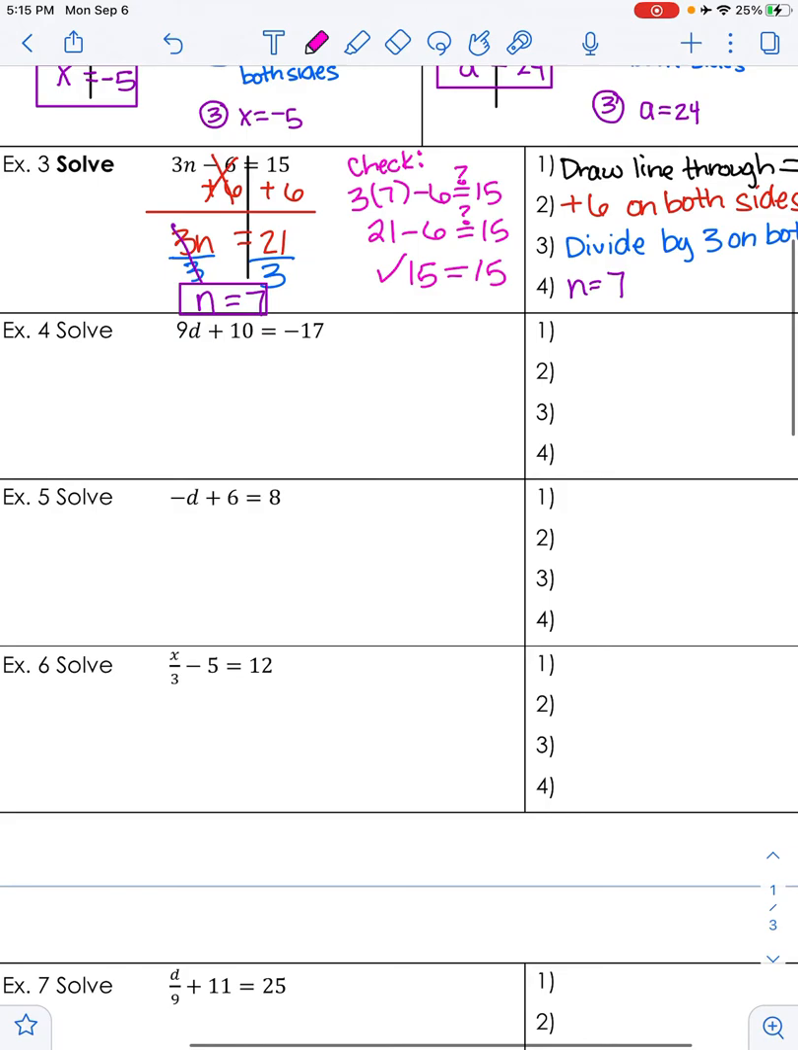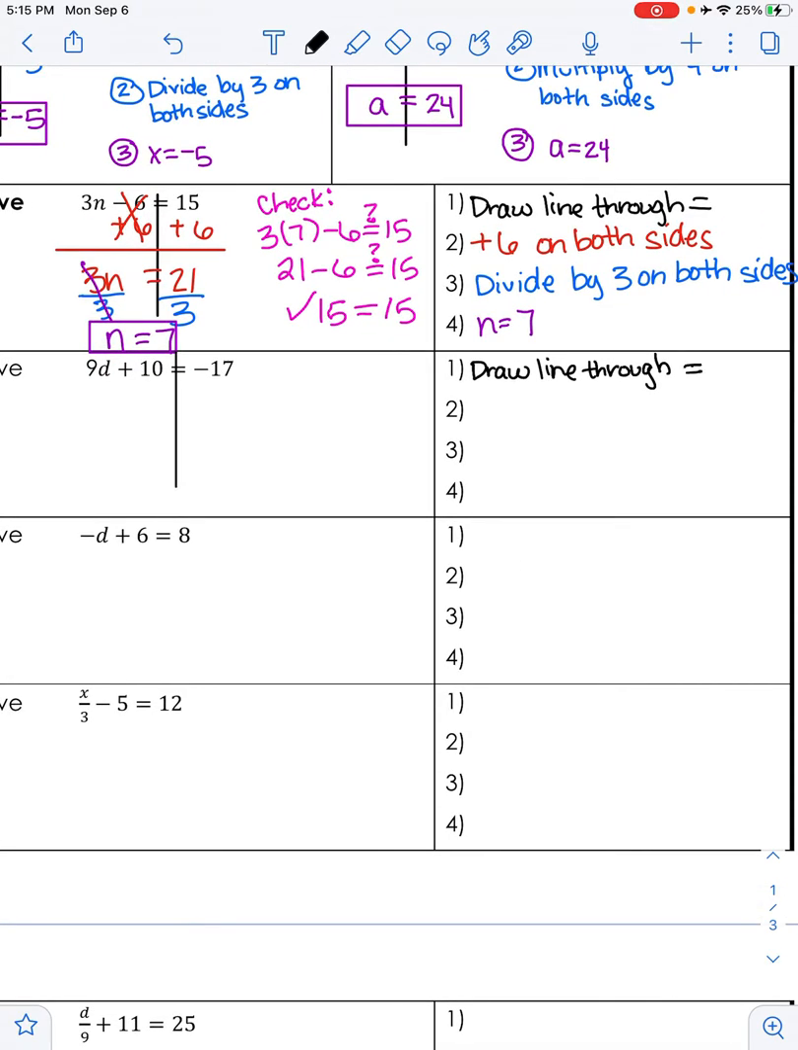Now, example number 4. We have 9d plus 10 equals negative 17. So, step 1, draw a line through the equal sign. Step 2, we want to move over the constant. In this case, my constant is 10. It's a positive 10, so the opposite of a positive 10 is minus 10. So I'm going to subtract 10 from both sides.